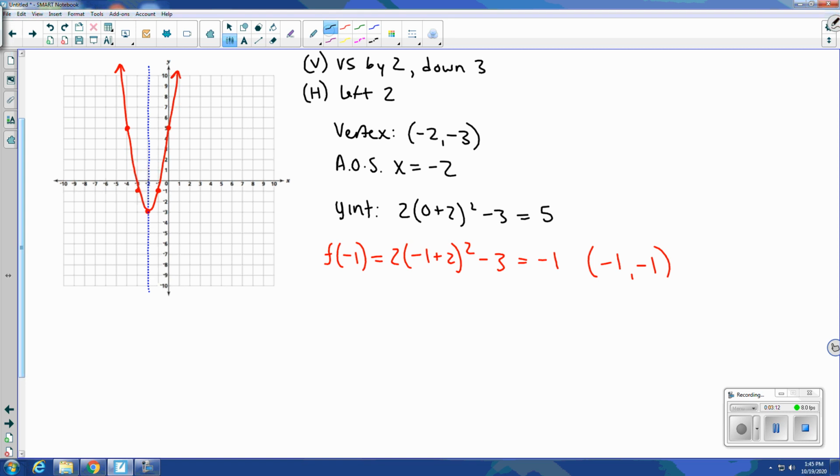Let's add in some other details that we may be asked, just so you can see the domain of this picture. There's no restrictions on the domain of the quadratic. The range, lowest point, -3, up to infinity. -3 is included in that set, and there's your range. So that's the first example.